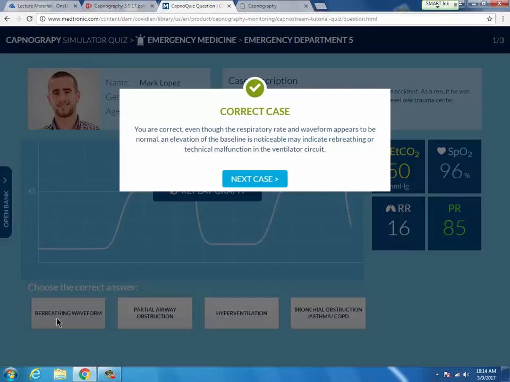Rebreathing. And how do I know that? Because my baseline is not going back to zero. I've got a constant CO2. I need that baseline of zero. Right? What is rebreathing? Rebreathing is you're breathing out your CO2, but it's not all washing out, and so you're breathing that CO2 back in. Kind of like the breathing in a paper sack deal there.